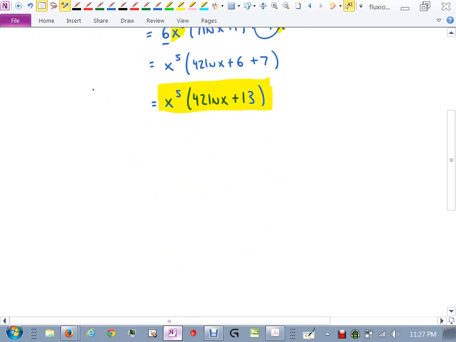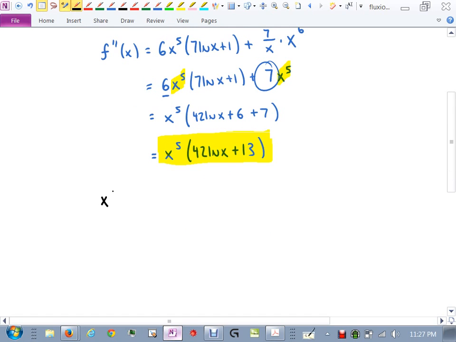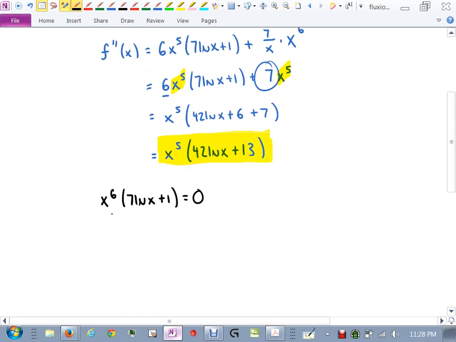So I really only want to know where the derivative is 0. So I want to know when x to the 6th, which is my first derivative, times 7 natural log x plus 1, when does that equal 0? It's already factored, so I can set that to 0. That gives me x is 0. Throw that out. Why? Well, x can't be 0, domain of the function. So the only other place that it can be 0 is when 7 natural log of x plus 1 equals 0.